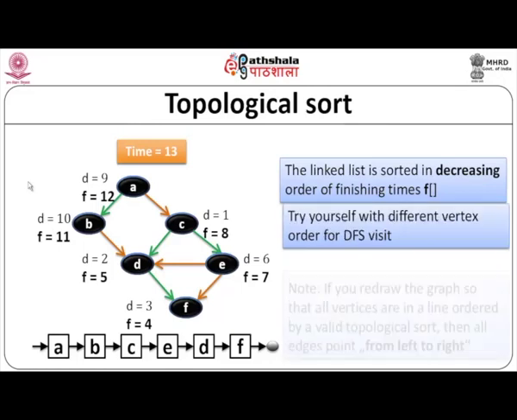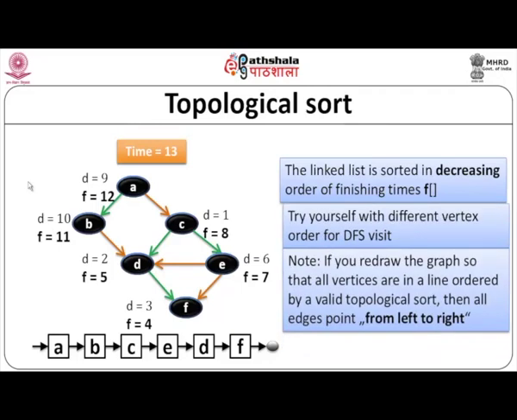And you can also try this with starting with some other node. If you redraw the graph so that all vertices are in a line ordered by the valid topological sort, then all edges point from left to right.